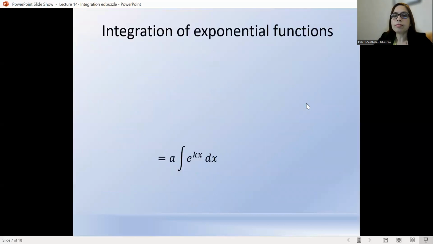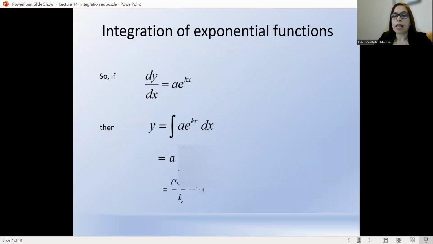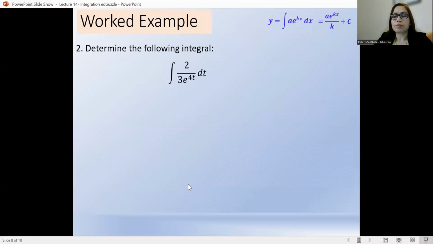Okay. Now if you have an exponential function, for example, dy by dx is equal to a e to the power of kx, before integration, please take the constant out. Makes it easy for you, yeah? And then integrate the function. So here, there is an example for you.